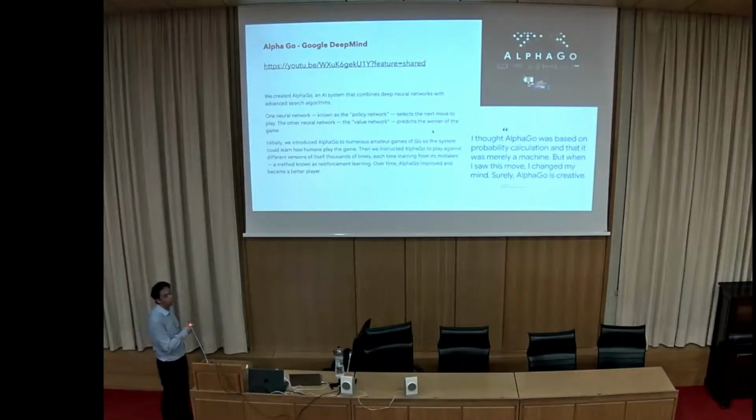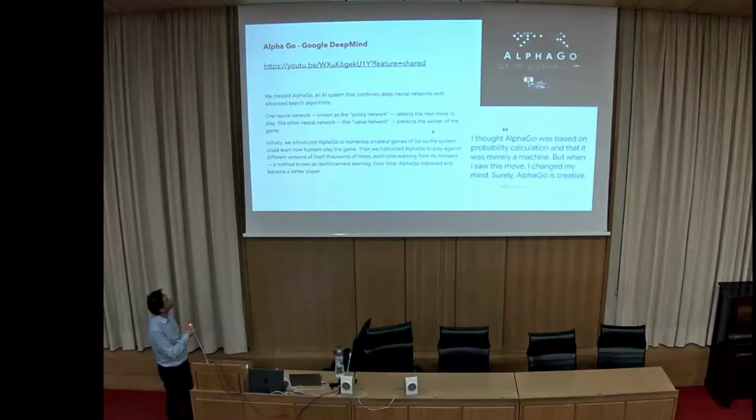There is a very nice 1.5-hour documentary of this. If you haven't seen it, it's really cool. Okay, and I will read this one because it basically repeats what I said before. This is from the webpage of DeepMind. For AlphaGo: we created AlphaGo, an AI system that combines deep neural networks with advanced search algorithms. One neural network, known as the policy network, selects the next move to play. The other neural network, the value network, predicts the winner of the game.